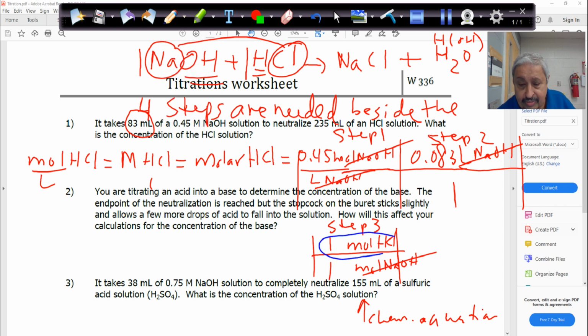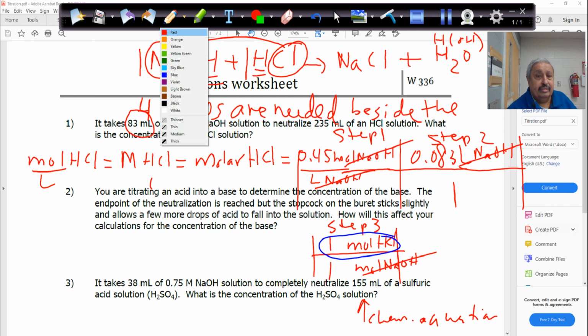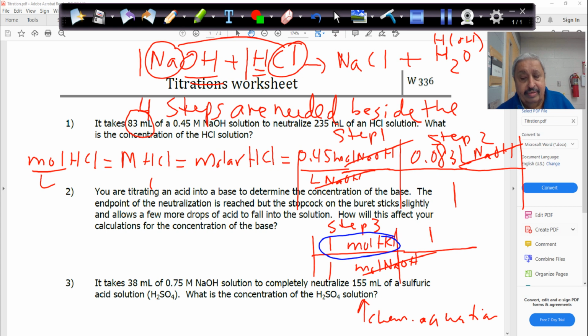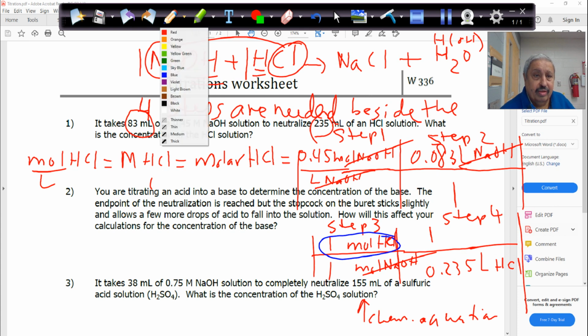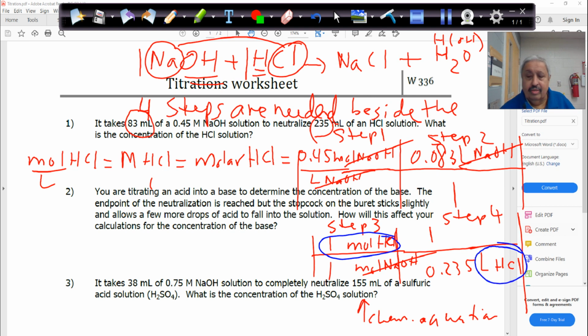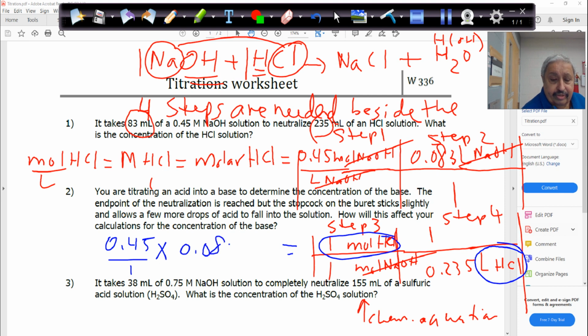Then I have the moles, as I said. Missing for me is the 4th step, which is the liter, mole per liter. So I have 1 here, and how many liters had been taken? 0.235 liter HCl. This is liter HCl. So 4 steps. Step 4: divide by the liter. Then I have mole per liter. So how does it look? It looks like this: 0.45 over 1, 0.083 over 1, 1 over 1, and then 1 over 0.235.